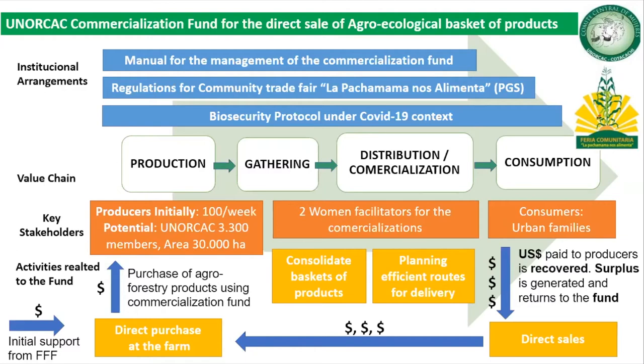So UNORCAC has realized that each producer family needs around $40 per week. That is what they pay at the farm every week to the producers. And what UNORCAC does with these commercialization mechanisms is prepare the basket of products.